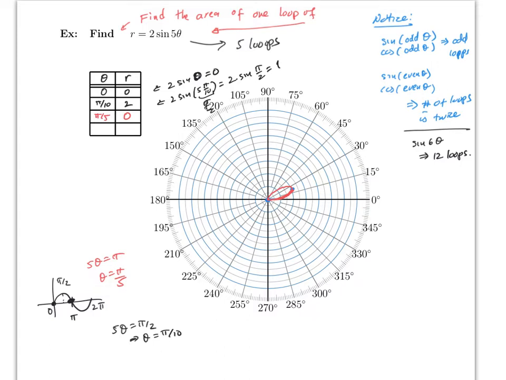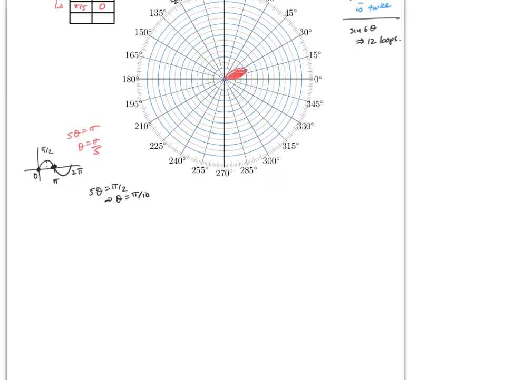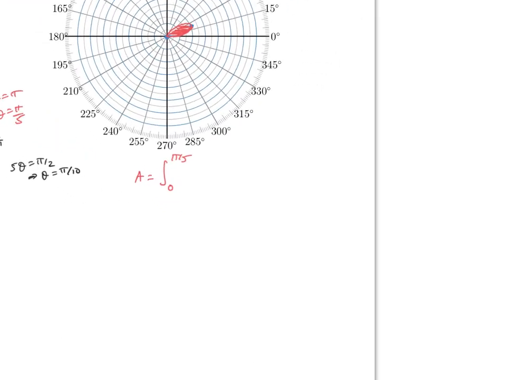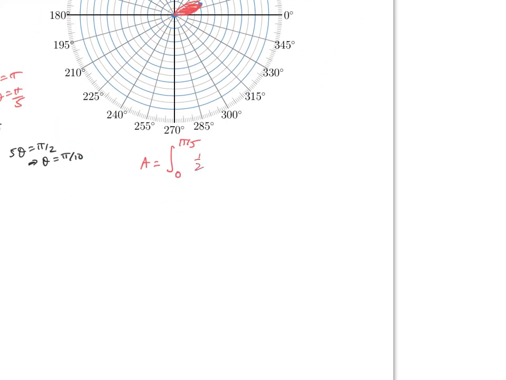Remember that this one actually has 5 loops, okay? So you would need more points to see the whole graph, but in this case it's just asking you for one loop, and this will therefore give you the limits of integration. So in this case the area is going to be the integral from 0 to pi over 5. Remember, this is the second value we used, pi over 5 to get 0. And then this will be 1/2 times the same formula, 2 sine 5 theta squared d theta. So then you distribute, notice that 2 squared is 4, so times 1/2 will give you 2. So it will be 2 times the integral from 0 to pi over 5 of sine squared 5 theta d theta.